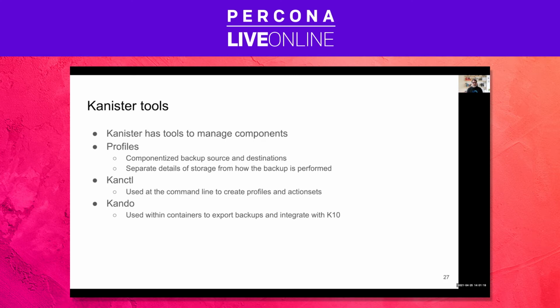There are some command line tools to help you with the Kanister process. One is CanCuttle, the other is Can-do. CanCuttle, like kubectl, is designed to be used from the command line. It basically simplifies the process of creating action sets and profiles. Can-do is used from within containers to use profiles to export data or import data. It basically eases the process of using profiles from within containers to get your data out of a container or into a container.